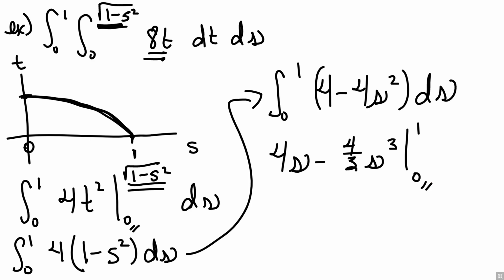Again, if we plug in 0, we're going to get 0, so we don't have to worry about the lower limit. It's just the upper limit that we need to evaluate at. So if we do that, we're going to get 4 minus 4/3, and that's going to give us what? 8 over 3. 8/3, and that would be our answer. Any questions?